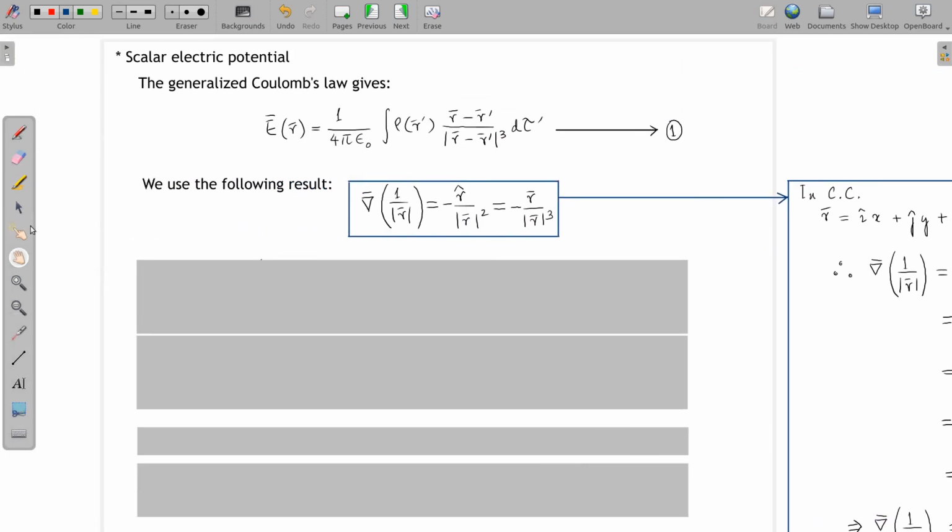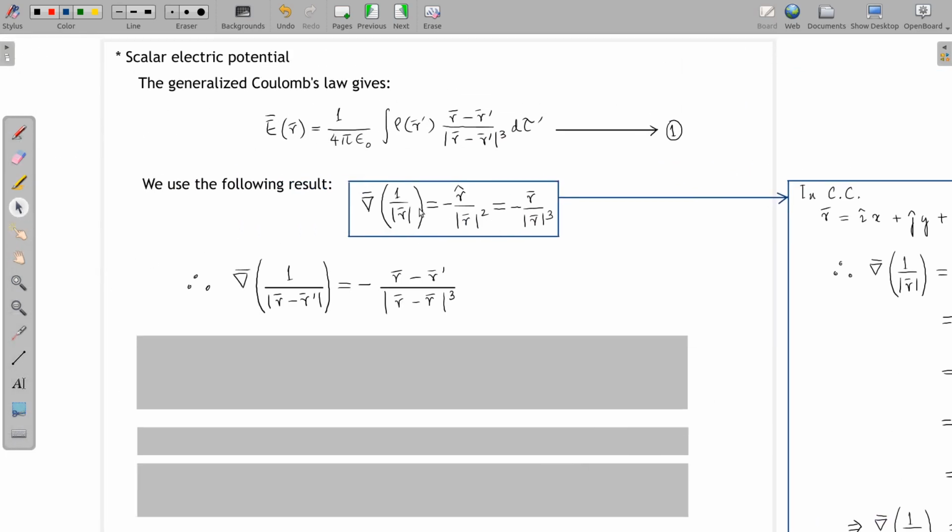Okay, we are going to use this result, and how we use it is we will just replace r with r minus r prime. If you recall, r is an unprimed coordinate, and r prime is a primed coordinate. r prime refers to the positions of the source, that is the charges, and r refers to the positions of the field. So if I have 1 by modulus r minus r prime, and I apply a nabla here without any prime, sorry, not divergence, gradient.